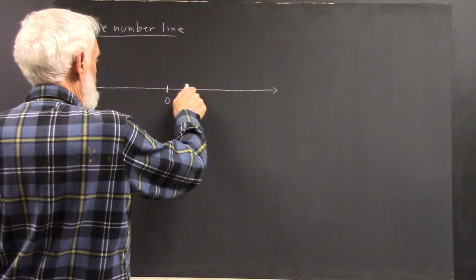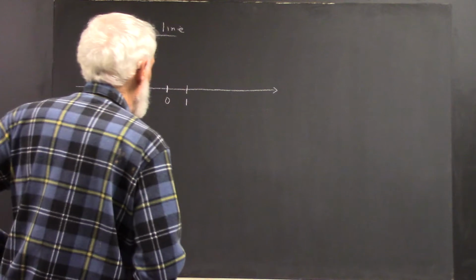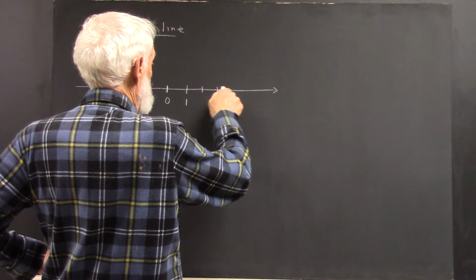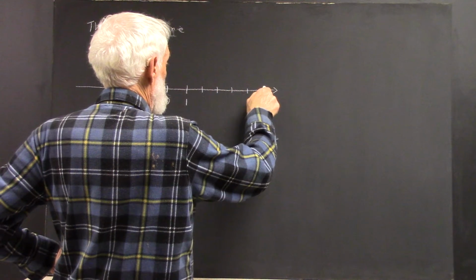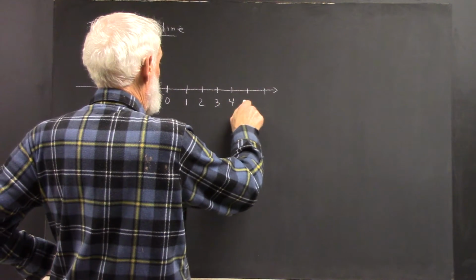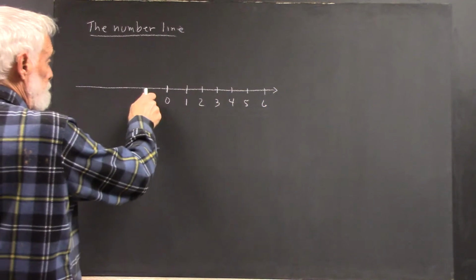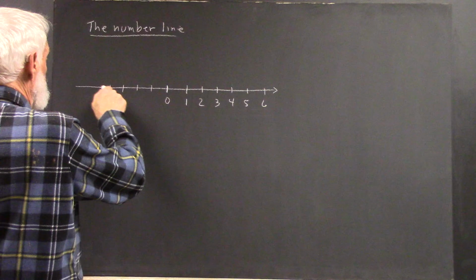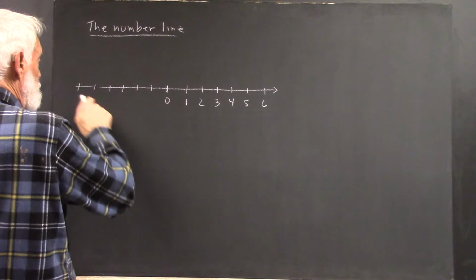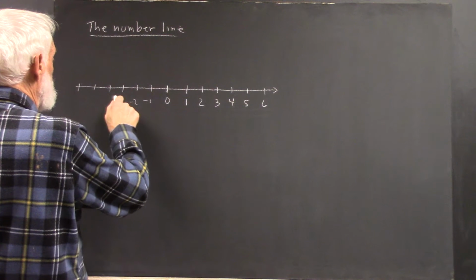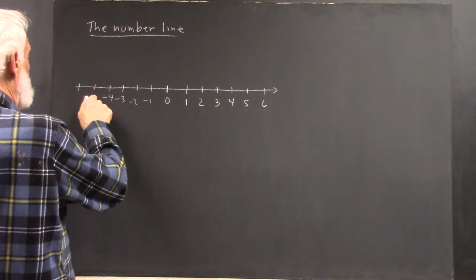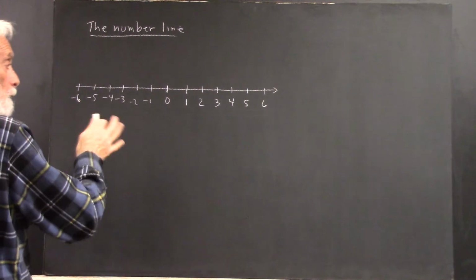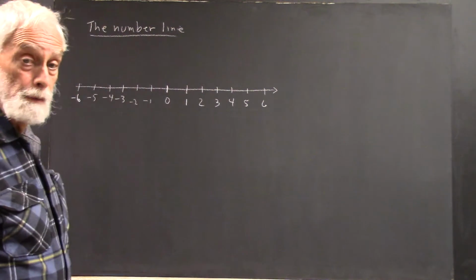And we locate 1. Having located 0 and 1, we mark off equal intervals for 2, 3, 4, 5, 6, etc. And we go in the opposite direction, trying to keep the intervals equal. I'm not very good at doing that. -1, -2, -3, -4, -5, -6. Better than I usually do. You can do better. Okay, so there's a perfectly good number line.